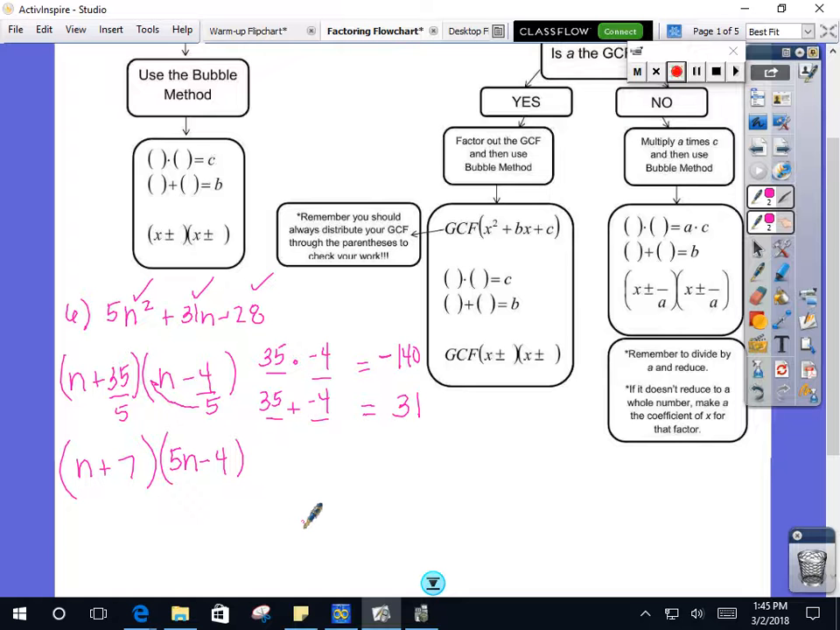It's not all multiple choice. There's a few free response. Okay, number 7, binomial or trinomial? Binomial.